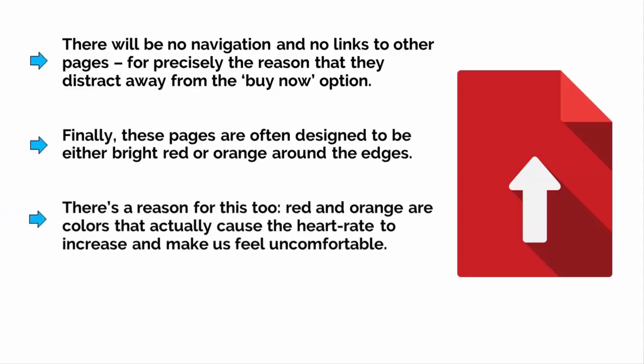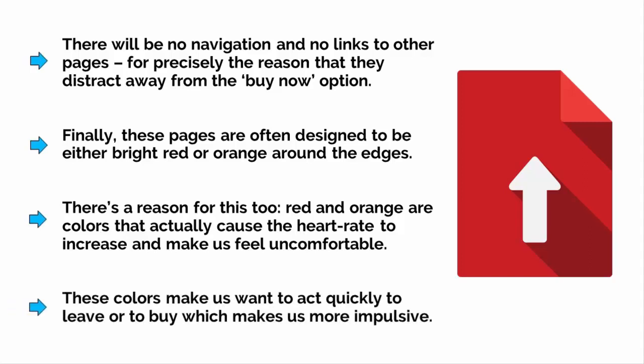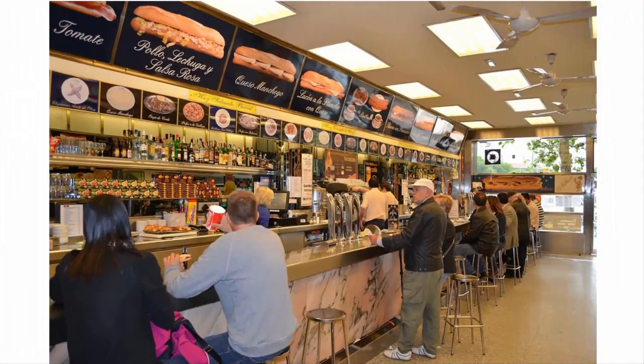and there's a reason for this too. Red and orange are colors that actually cause the heart rate to increase and make us feel uncomfortable. These colors make us want to act quickly, to leave or to buy, which makes us more impulsive. If you think of fast food restaurants, you'll find that often these are red or orange in terms of their interior design too. The reason is similar. They want to increase turnover and get people out of the store more quickly. That way, they can serve more customers and make more money.